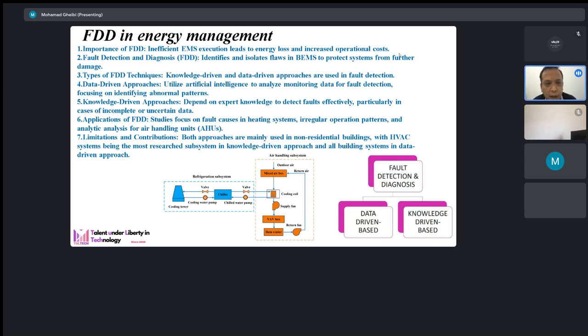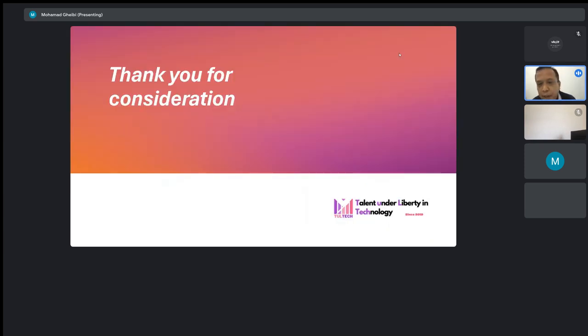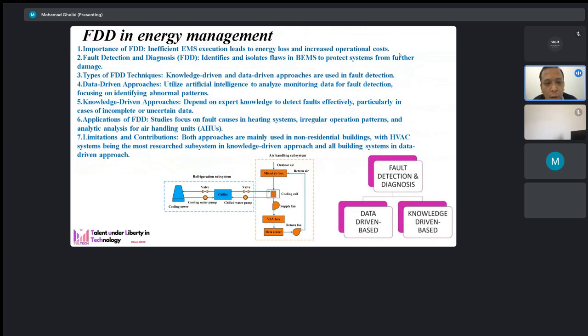As for limitations and contributions of this technology, both knowledge-driven and data-driven approaches are predominantly applied in non-residential buildings and systems, and research is combining the knowledge-driven and data-driven approaches in building systems. This shows the importance of FDD in energy management, showcasing how different approaches contribute to identifying and addressing faults to enhance system efficiency and performance.